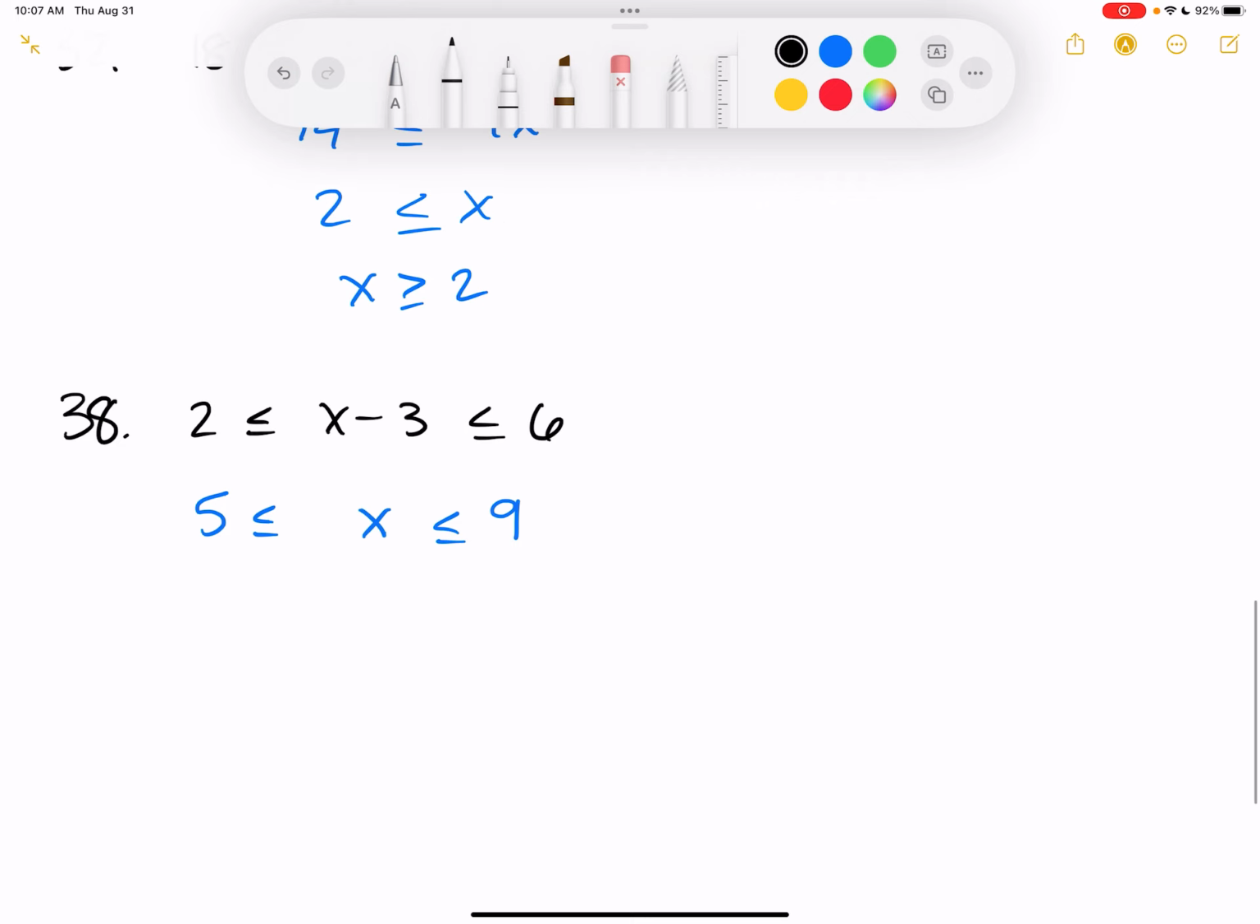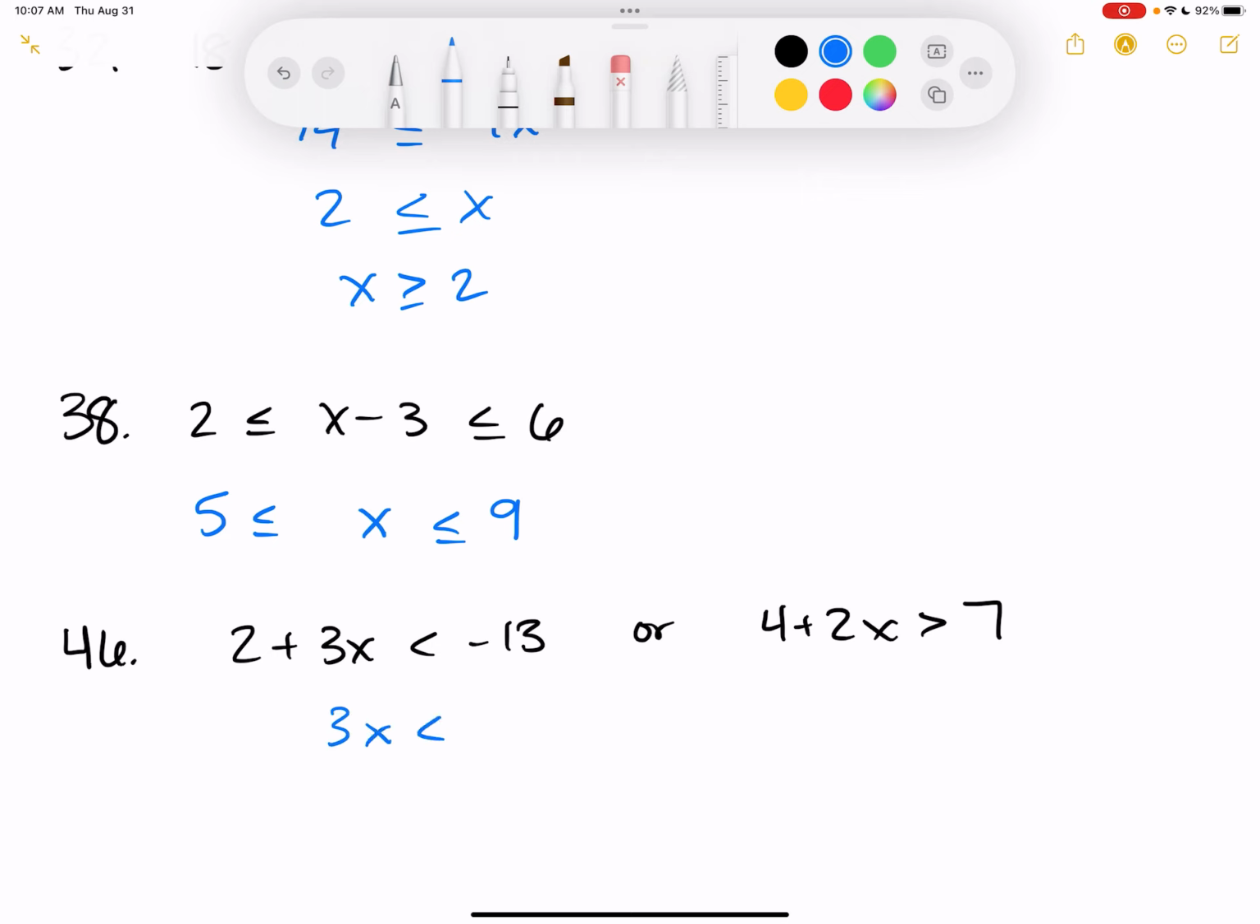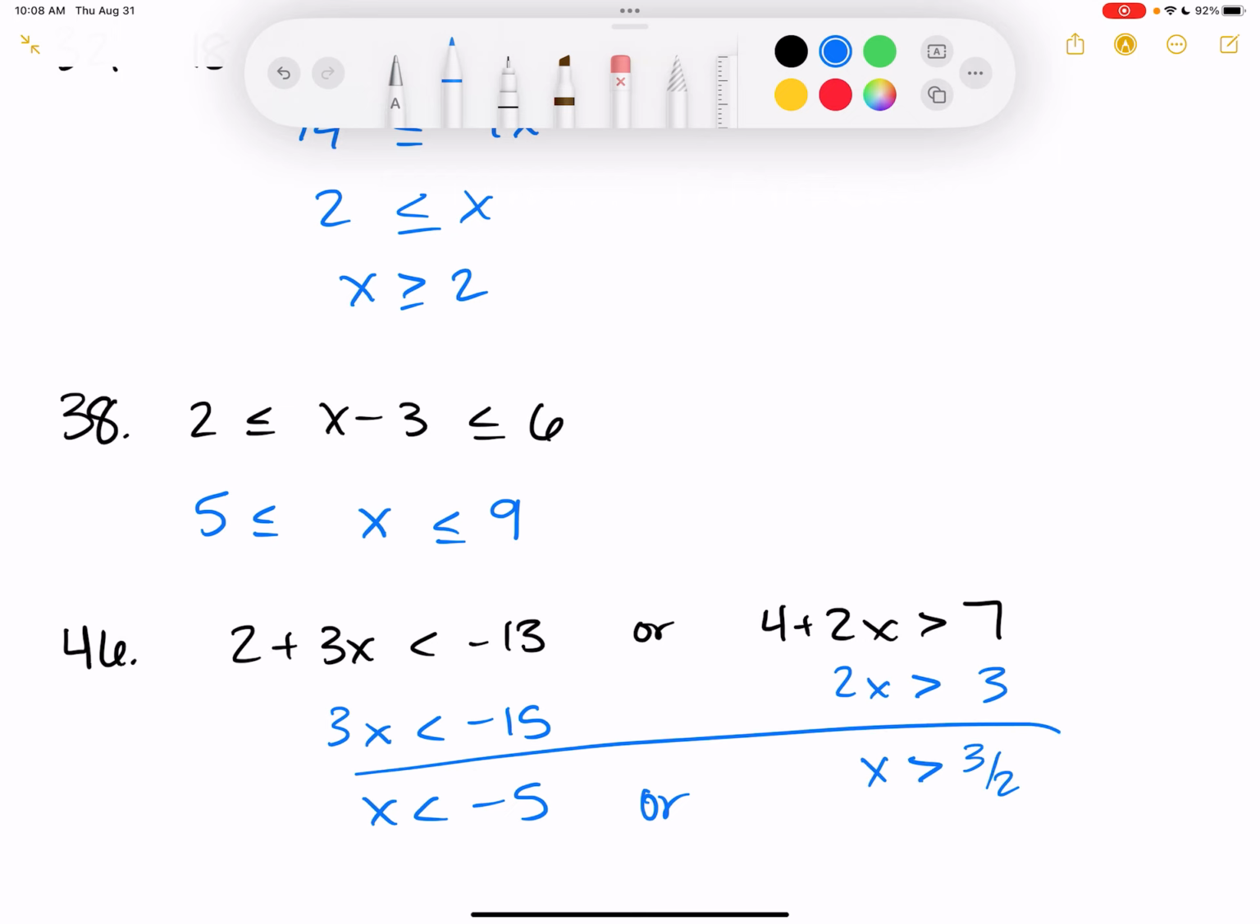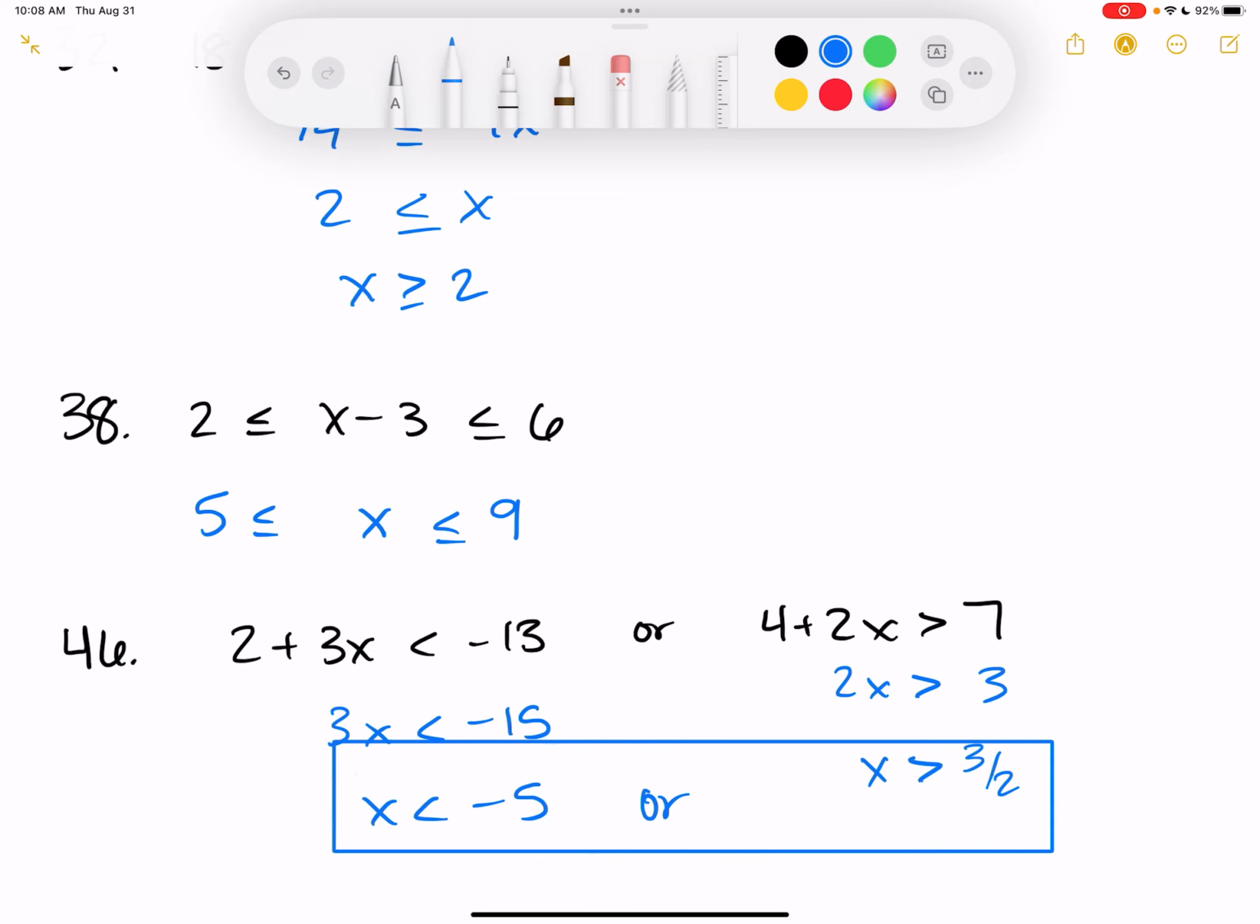And the last one, since y'all seem like you got it: 2 plus 3x is less than negative 13, or 4 plus 2x is greater than 7. So I just solve these individually. 3x is less than negative 15, so x is less than negative 5, or 2x is greater than 3, x is greater than 3 halves. And that's it. Any questions?